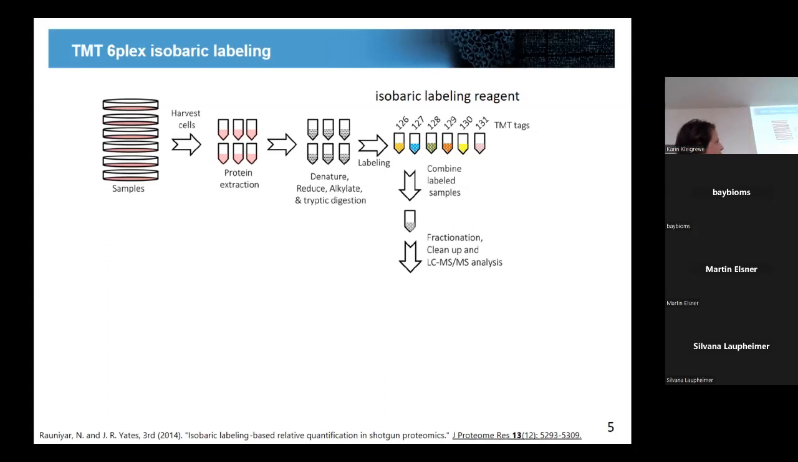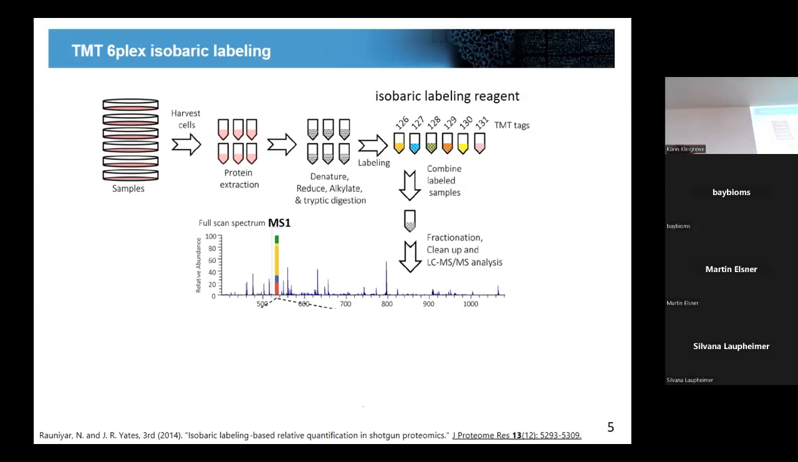And what happens now if you take such a pooled sample and shoot it into the mass spectrometer? Well, what we will see is that if we measure the MS1 full scan, which shows us the complete peptides, each peptide of each of these samples still has the same mass on MS1 level, because here we have always the same total mass of each reagent.